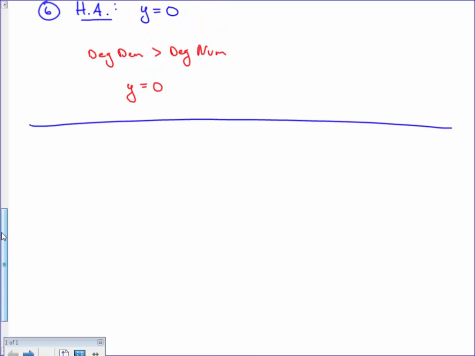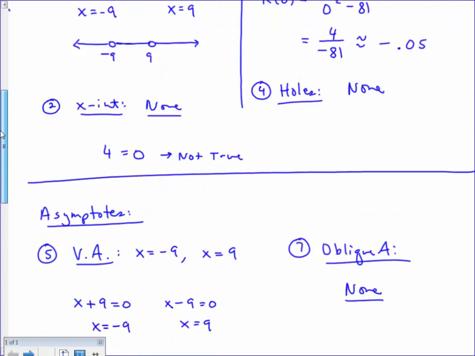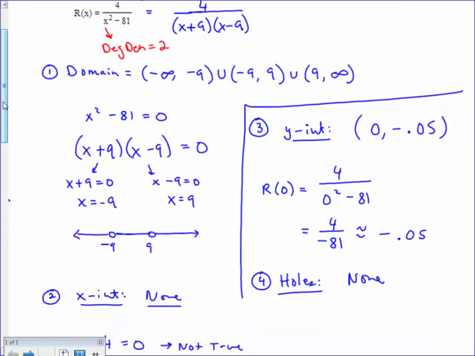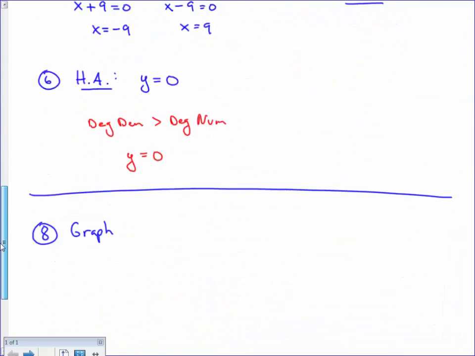And so here, to graph, I want to go back up and collect any points that I had. I didn't have any x-intercepts. The only point that I really have is a y-intercept. So I would go and plot that point.